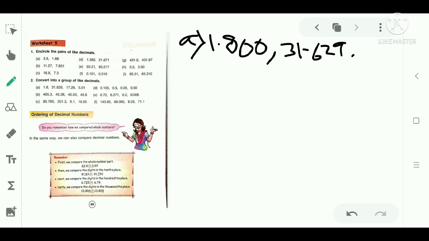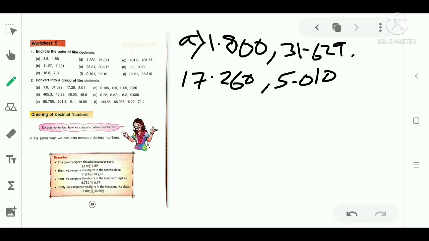Next is 17.26, so we will add 1 zero here. In the next number 17.26 we have to add 1 zero, then it is now 3 digits after the point. In the next number 5.01, there are already 2 digits in the decimal part, so we will write only 1 zero here. Okay, now these are all like decimals.